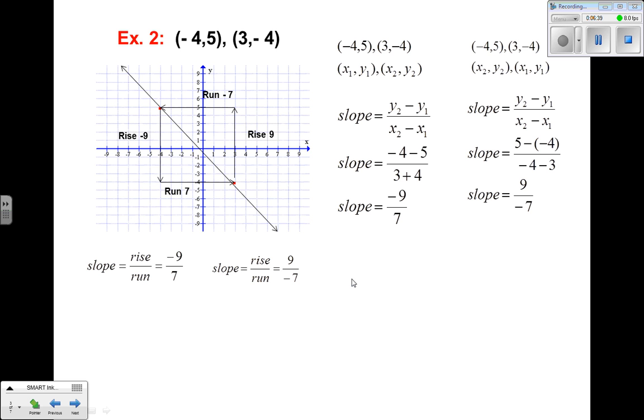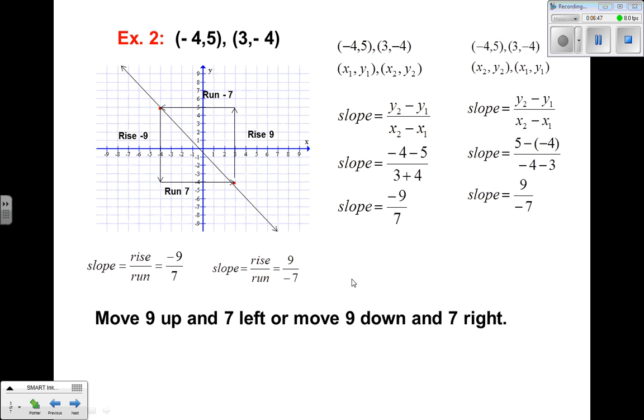So now if I asked you, what is the relationship, or how would you describe the movement from one point to the other? I could say I could move up 9 and left 7, or move 9 down and 7 to the right.